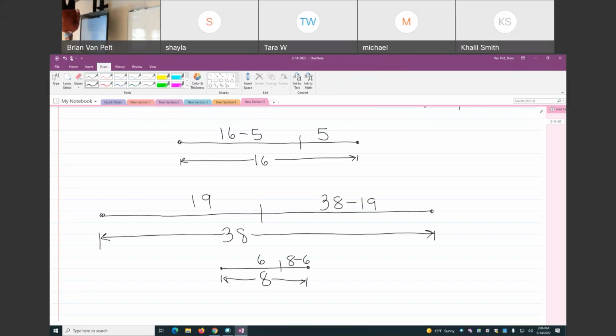You guys get the idea? Coming up with an amount that's left over. If you take away a certain amount, you can tell me how much is left over. Now watch, all of a sudden it becomes part of the next step.